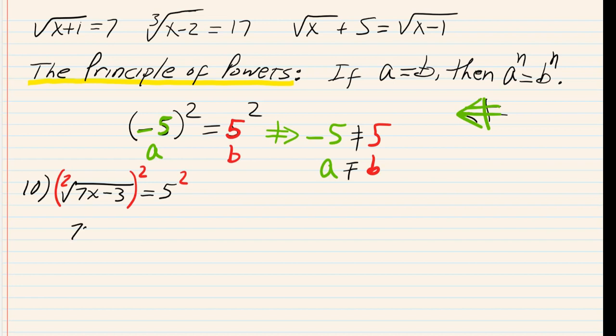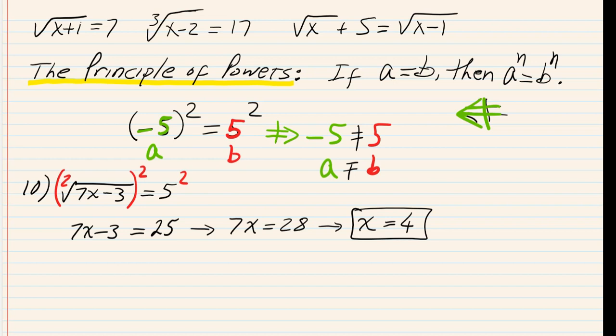On the left side, we just get 7x minus 3. Taking the root and squaring it is an undoing effect, so we get the radicand back. On the right, we get 5 squared. And this becomes a simple linear equation, doesn't it? I'm going to isolate x: add 3 to both sides, and divide both sides by 7. X is 4.